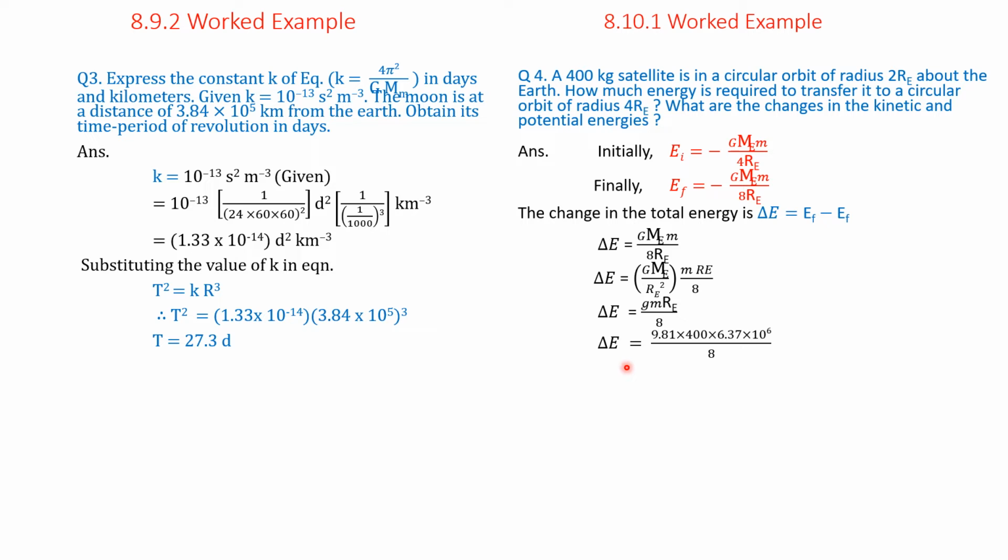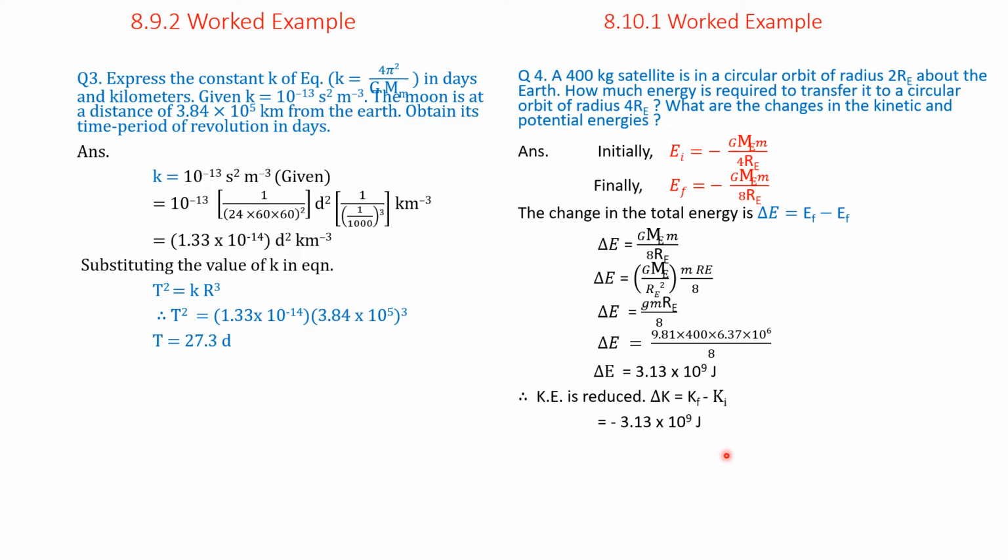Therefore, delta E is equal to the value of g, 9.81, into mass 400 kg, into RE, radius of Earth, 6.37 into 10 to the power of 6, divided by 8. Simplifying, we get 3.13 into 10 to the power of 9 joules. Therefore, kinetic energy is reduced. Delta K is equal to Kf minus Ki, that is equal to minus 3.13 into 10 to the power of 9 joules.